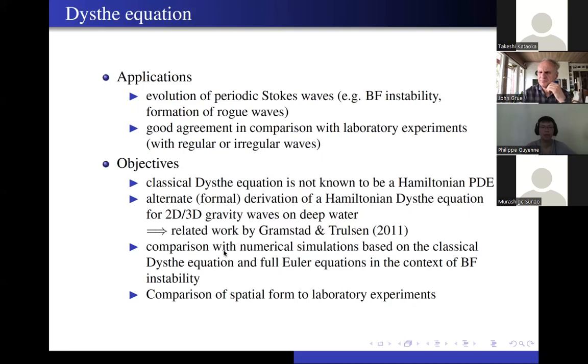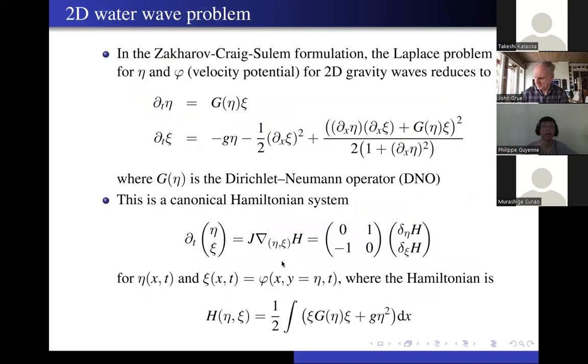Then we're going to validate the results by comparing with simulations from the full equations and the classical Dysthe equation. And then I'm also going to show you some comparison with lab experiments. All right, so let's start with the 2D problem. It's easier. And also there's something magical about the 2D problem. You can do some nice simplifications, and I'm going to try to show you that.